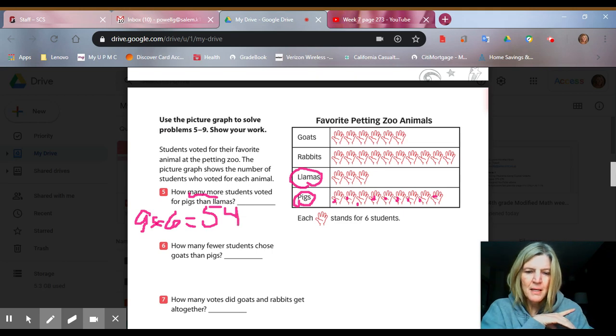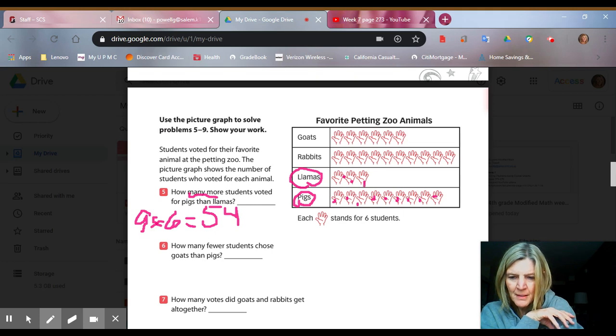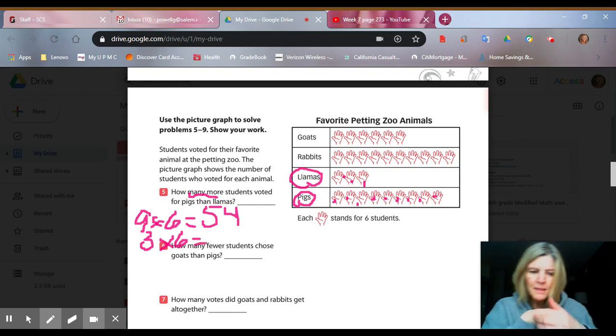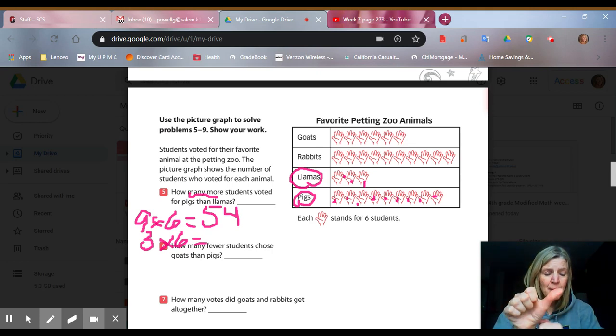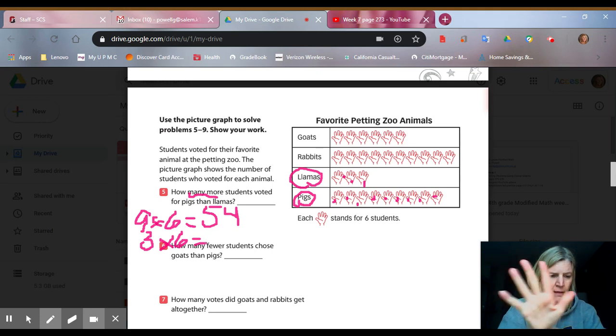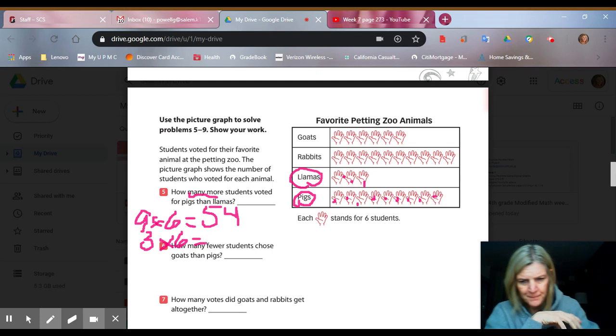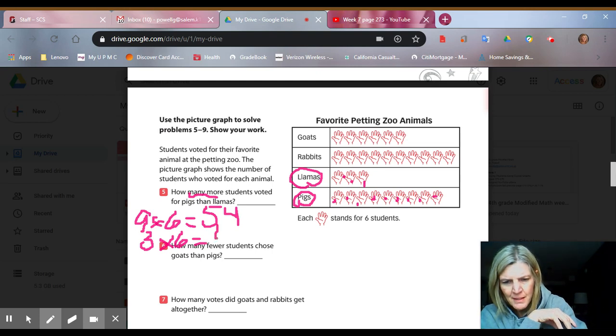And llamas. Llamas, you have 1, 2, 3 hands up. 3 hands times 6. Didn't do a lot of counting by 6s, but you do know how to count by 3s. So you count by 3s. 3, 6, 9, 12, 15, 18. 18 kids voted for llamas.